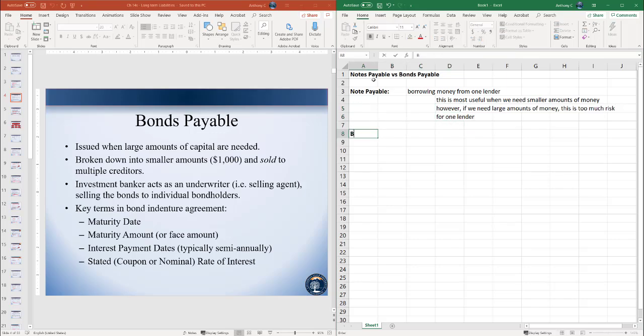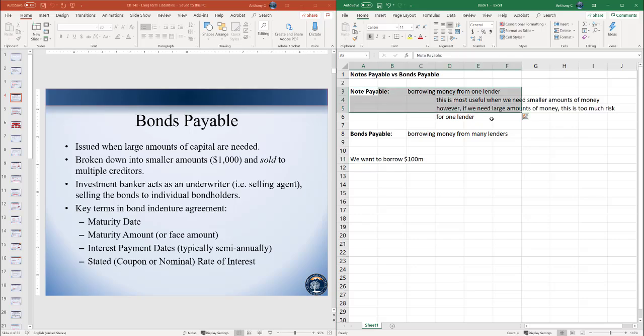Right, so when we need large amounts of money, we're going to end up issuing a bonds payable. With the bonds payable, we're borrowing money from many lenders. So let's just say, for example, we want to borrow $100 million. Again, this is too much money for one bank or one lender to give us. So what we can do is try to get this $100 million by issuing a bonds payable.